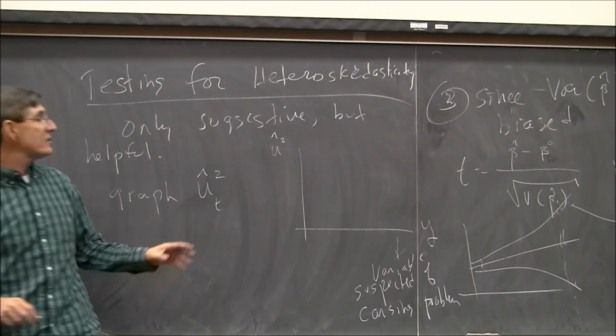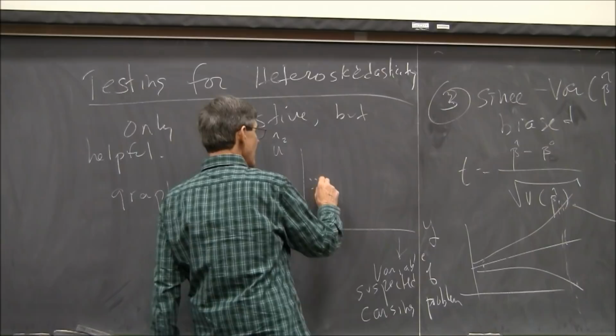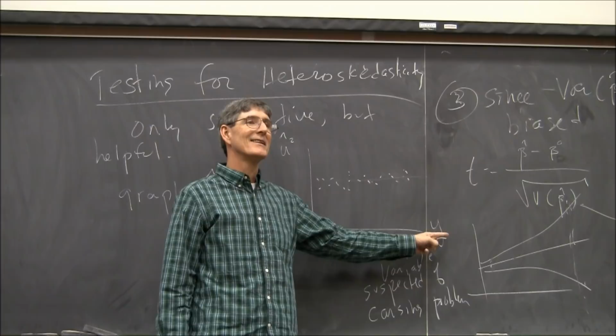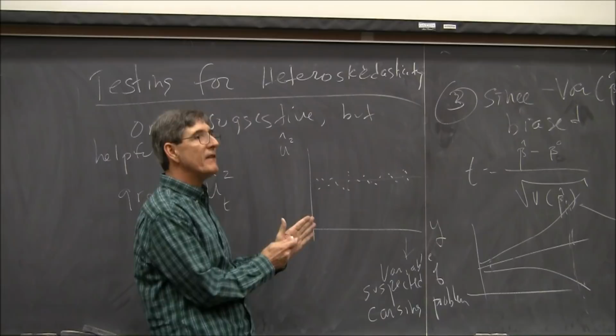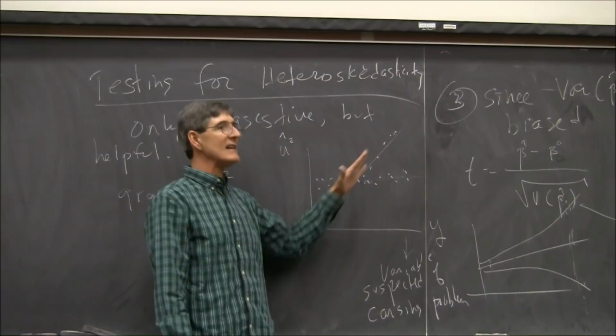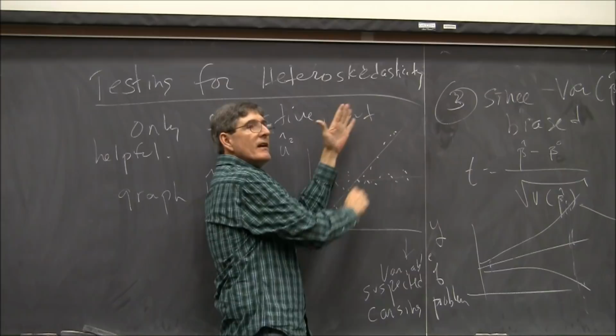If there's no heteroscedasticity, what should we see? The data ought to be fairly constant, relatively horizontal. There's no relationship between U t squared and the Y. But if there's a problem, if the variance gets bigger as Y gets bigger, my data will look like this, an upward sloping line. I'll see the heteroscedasticity in the data. I'll see U t squared getting larger and larger as Y t goes up. And that's a good way to see it.